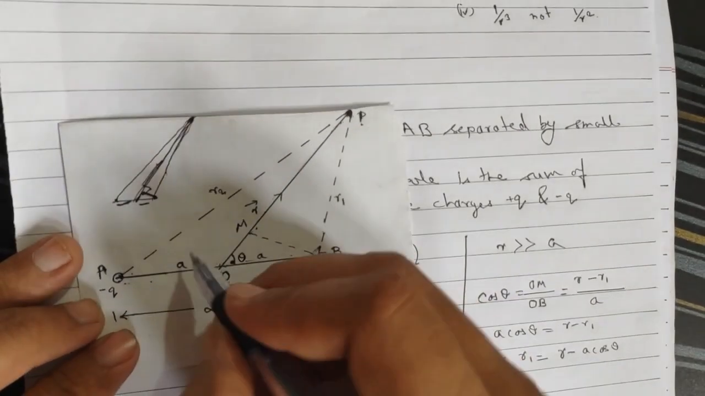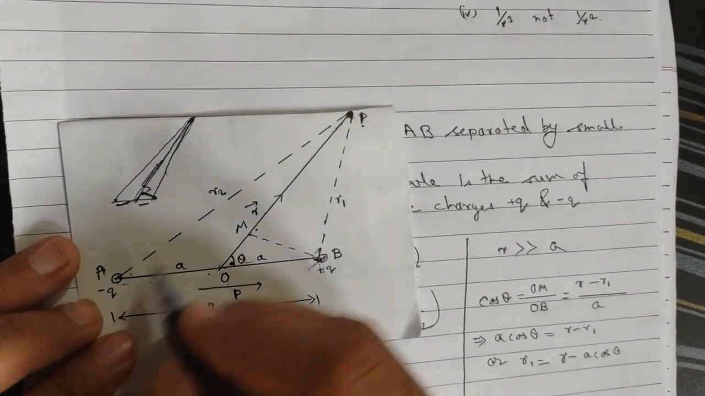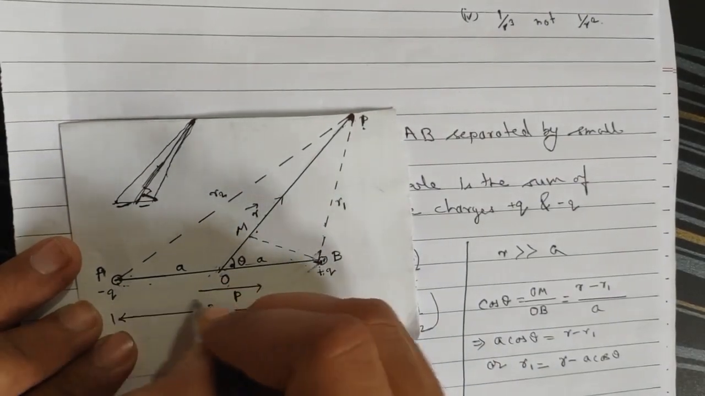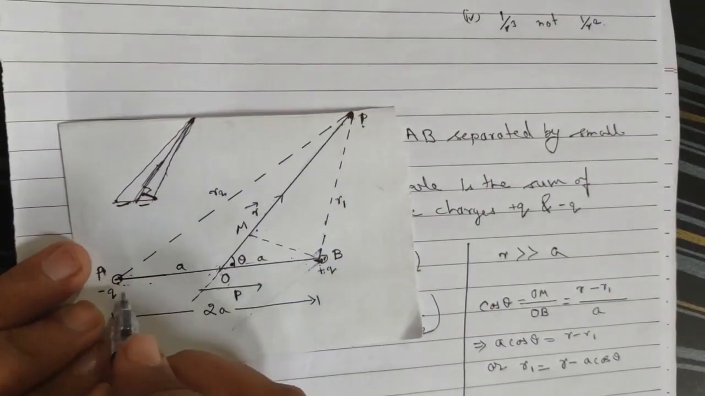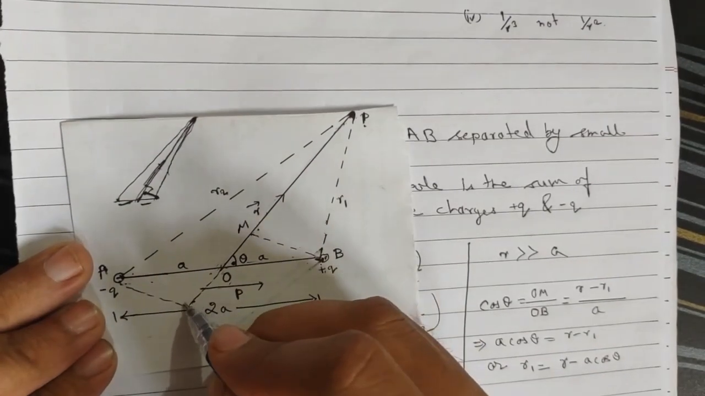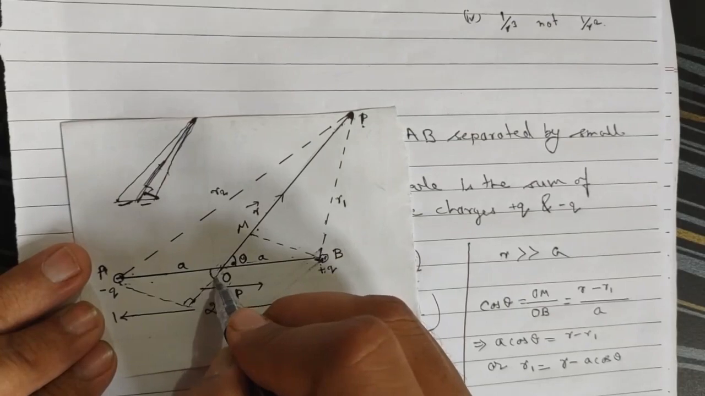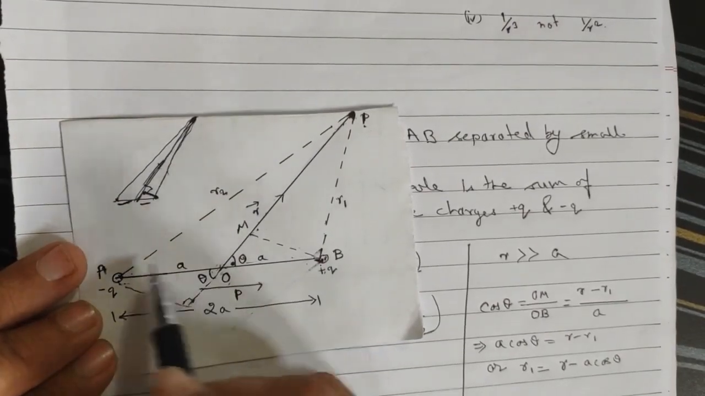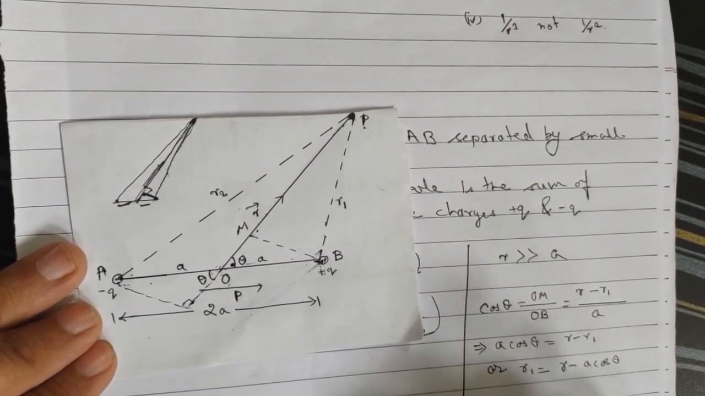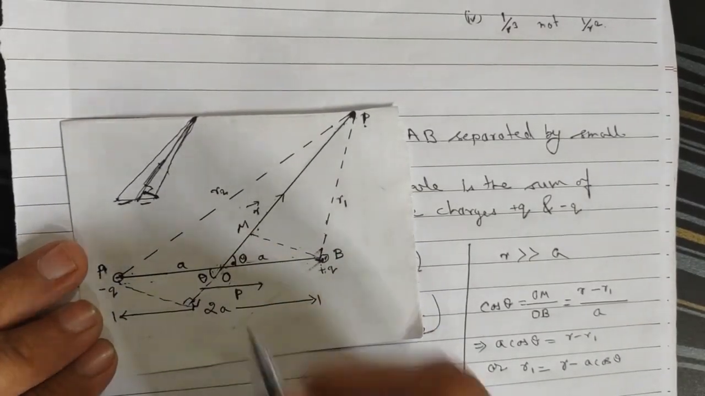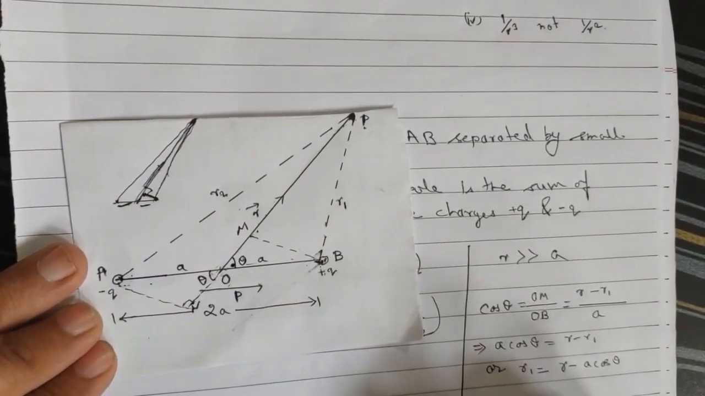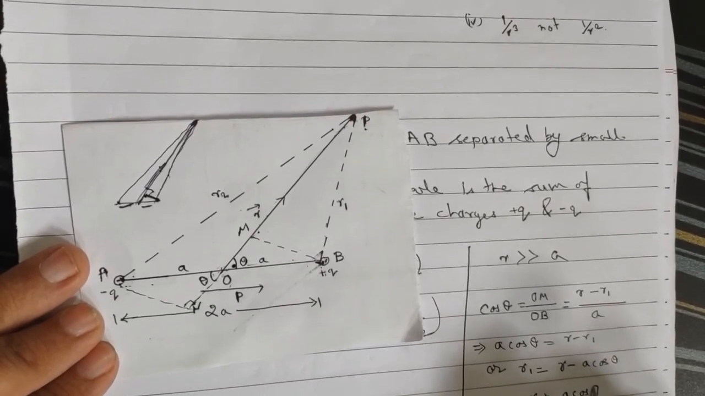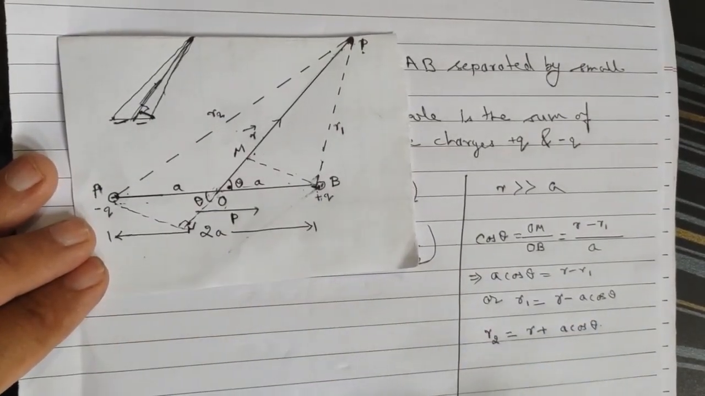Similarly, to calculate r2 on this side, in a similar way we can extend this. So we can draw a perpendicular line over here, in this way. So now this is theta, so vertically opposite angle, this will be theta also. Now we can calculate with the help of r2, and in a similar way, with reference to this particular ON, you can get r2 is equal to r plus A cos theta. This you will get.